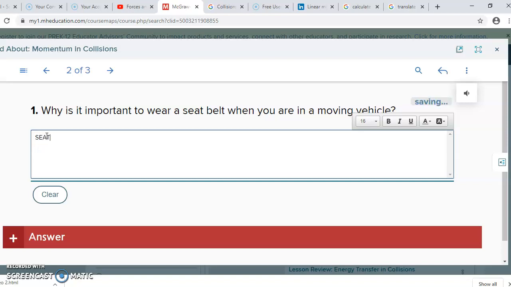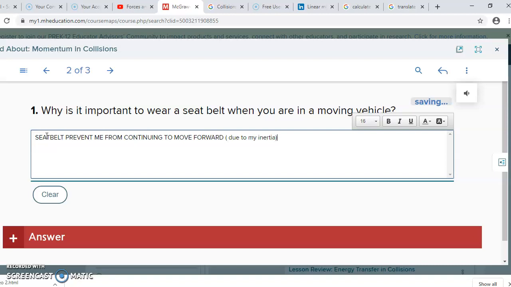Because the seatbelt prevents you from continuing to move forward. Why would you move forward without a seat belt? Due to my inertia. Excellent.